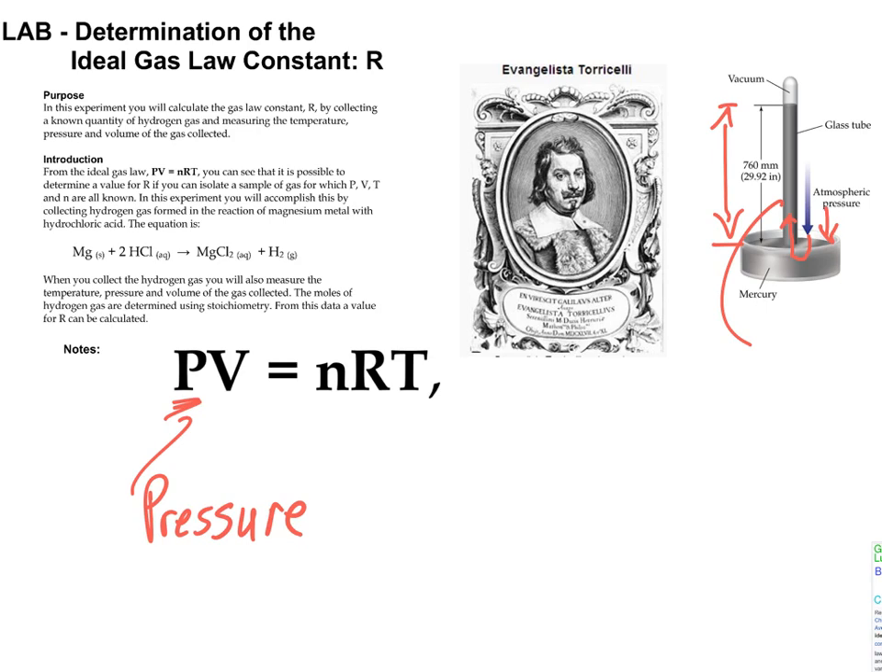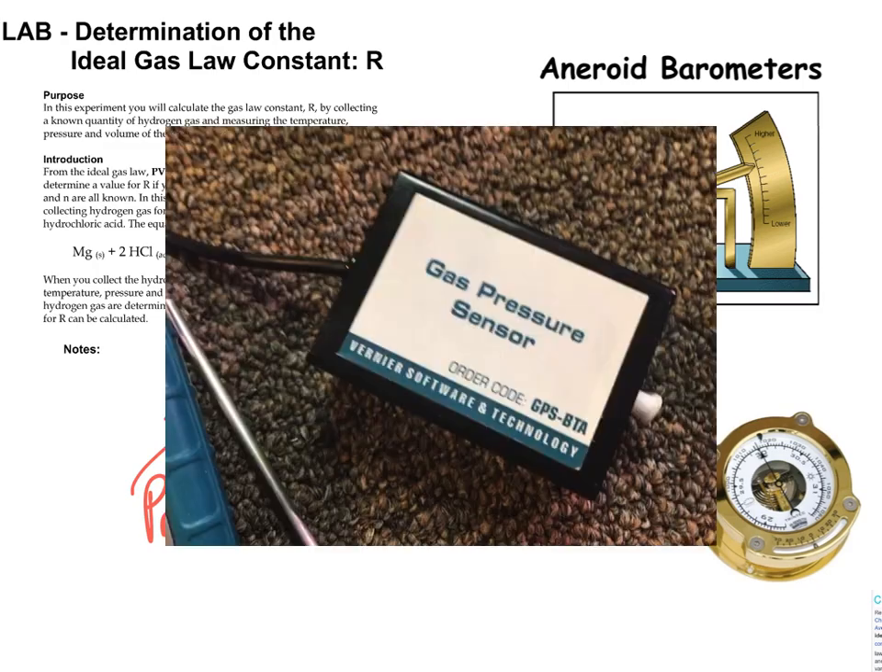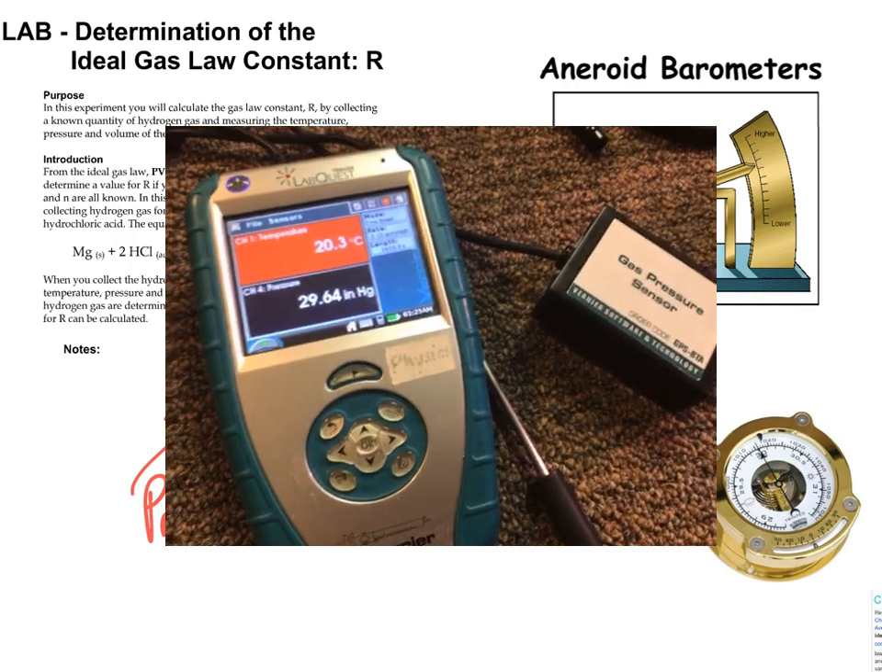When the pressure went up, the height would go up a little bit. When the pressure went down, the height would go down a little bit. So on a daily basis, pressure could be measured by how high that column of mercury is. And we still use that unit, millimeters of mercury or inches of mercury, to measure pressure. Nowadays, there's lots of other ways that we can do it, using aneroid barometers like these, or in our case, a pressure sensor, such as this one, connected to a device called a LabQuest.